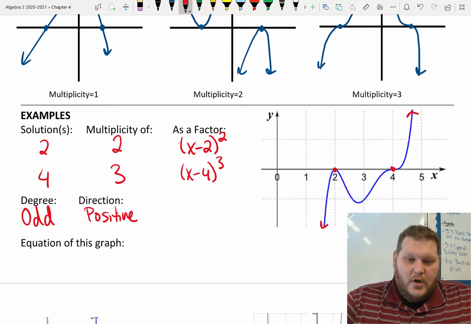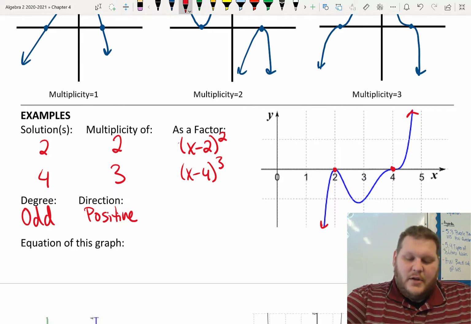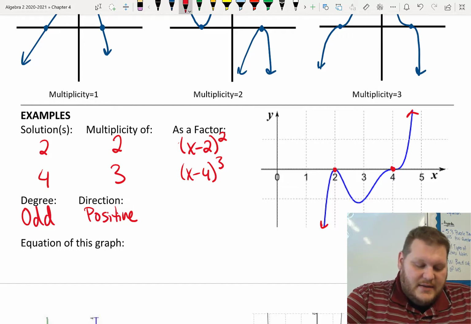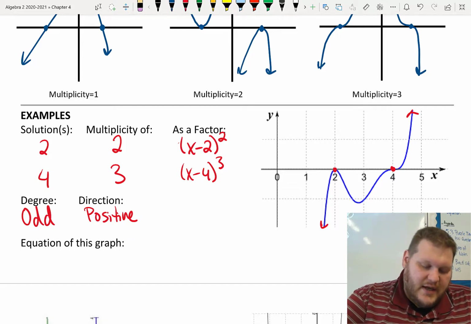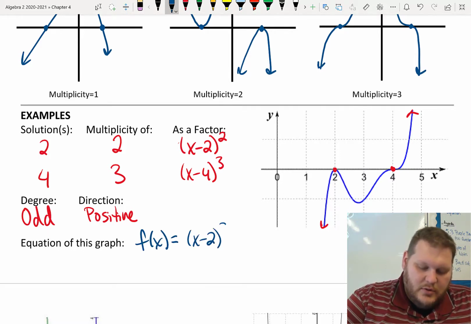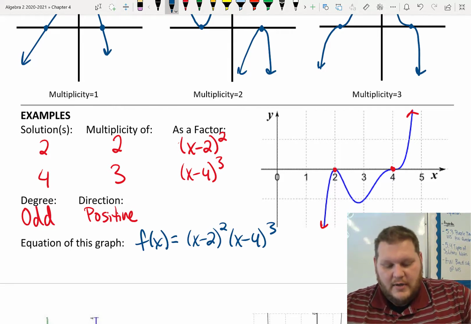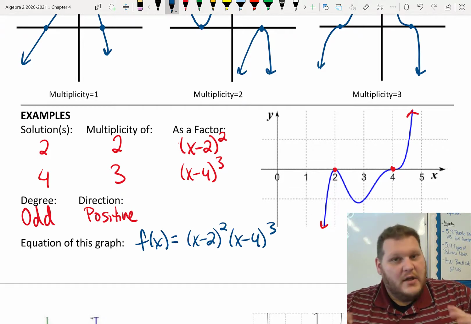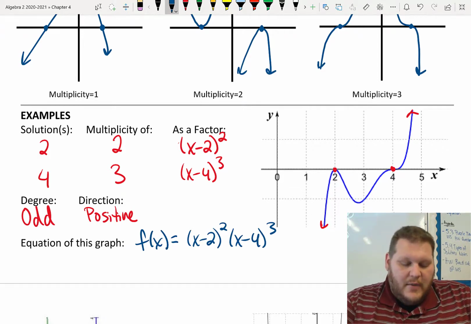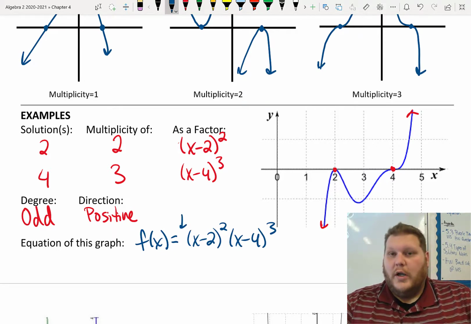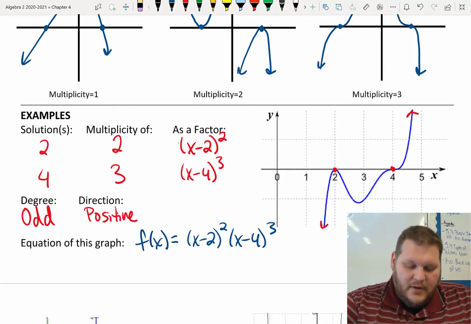So our equation is going to combine all of these things together. You're going to start with your factors. Your factors in this case are, we'll say f of x, we're going to do this in blue, f of x equals x minus 2 squared, x minus 4 cubed. And then from here, this is where you check to see, does the other stuff match? Is this odd? Well, a degree of 2 plus a degree of 3 is a degree of 5, so so far so good. And my leading coefficient here, which is 1, is positive, so I'm good there as well.